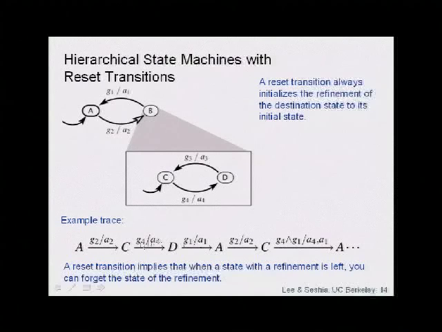So here, if you see this transition, you go from A to B, and you enter in the initial state C, and then you go from C to D, and then from D you go back to A. Okay, so you were in state D, but G1 became true, so you go back to A. And now if you go from A to B, you won't enter into the state D, which was the last state that you were in the refinement B. You will go back and reset the state machine to be in state C. Okay, so this transition is a reset transition.